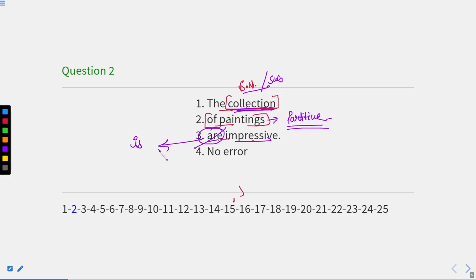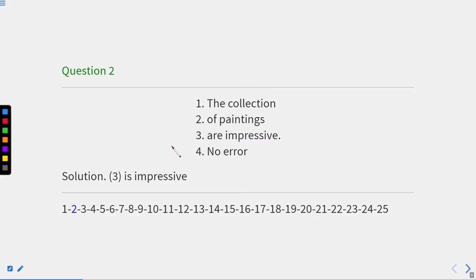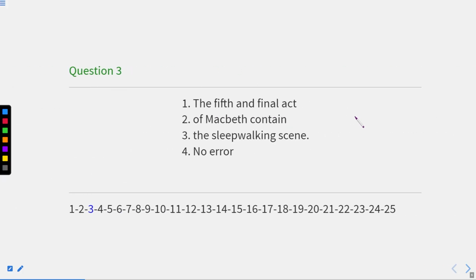Okay, and the correct sentence will be "the collection of paintings is impressive", because we are talking about the collection of paintings. We are not talking about paintings, we are talking about the collection of paintings. Okay, so collection and every collective noun is considered to be singular only, and with it we use the singular form of verb. So here the answer will be third, where "is impressive" is the correct answer. So in place of "are" we should write "is", because the collection is a singular noun. Okay, now let us move to question number 3.